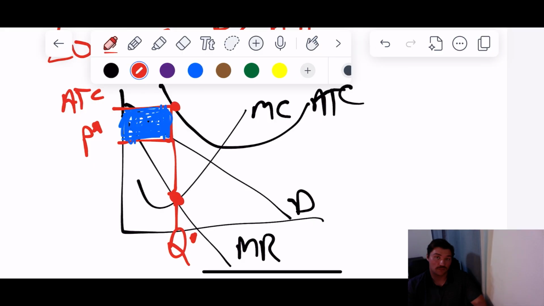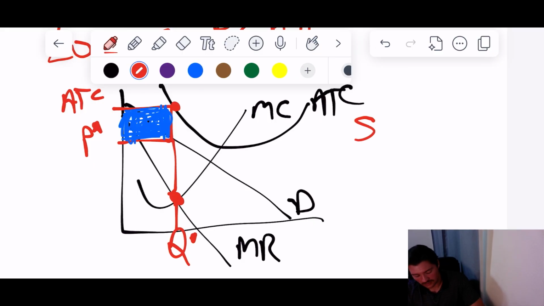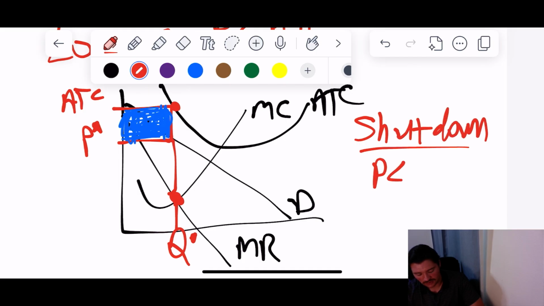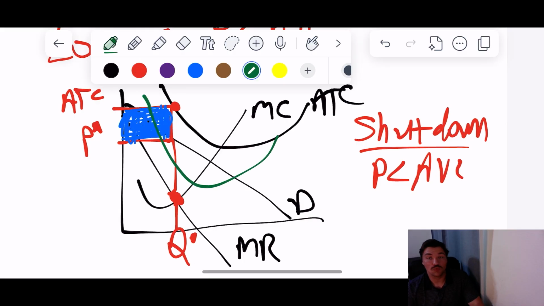In terms of this, would they shut down? Remember, the shutdown rule is if your price is below your AVC. Okay, so in this case, your AVC would be like right here. So you would not shut down because this would be your AVC. So you would operate but at a loss.